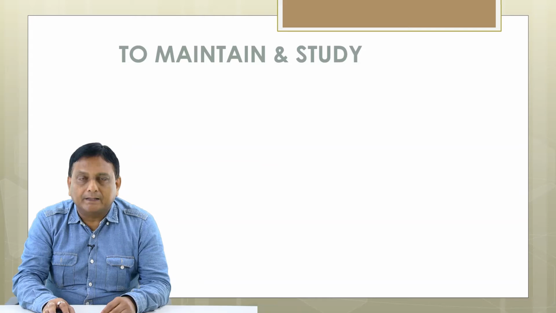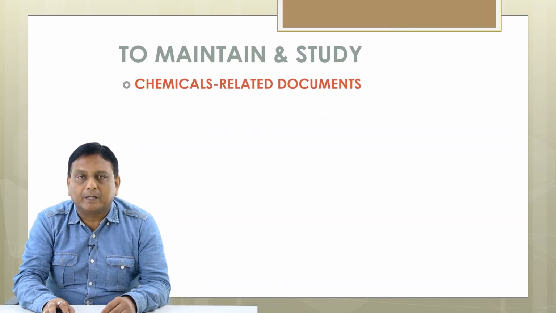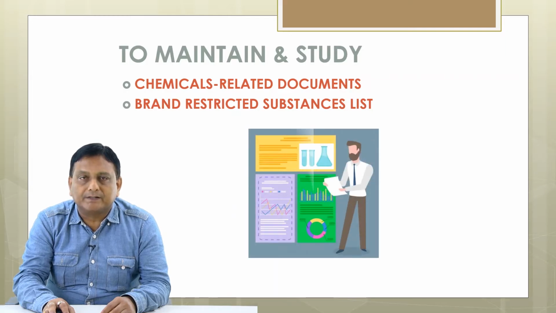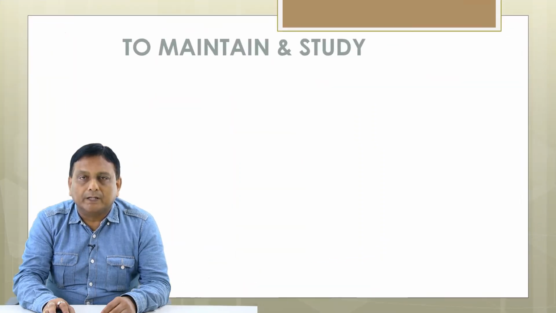Now, maintain and study. This is also very important for chemical related documentation, and there must be a thorough understanding inside the factory about the brand restricted substances list. All these chemicals or different substances which are used in the factory are regulated by the brand. So, different chemicals and substances have to be documented, their behavior, their chemical formulation, etc. That maintenance and study is very important to get RSL compliance in a factory.